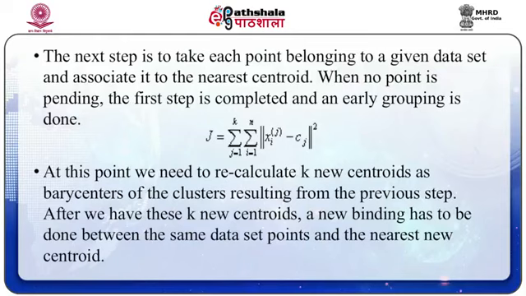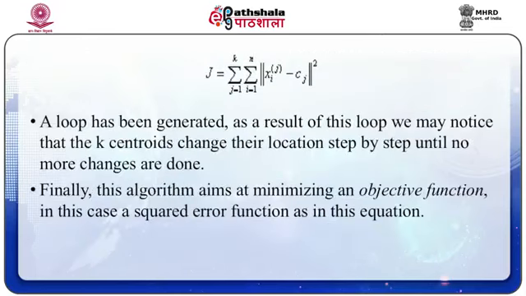At this point, we need to recalculate k new centroids as the barycenters of the clusters resulting from the previous step. After we have these k new centroids, a new binding has to be done between the same data set points and the nearest new centroid. A loop has been generated. As a result of this loop, we may notice that the k centroids change their location step by step until no more changes are done. In other words, centroids do not move anymore.